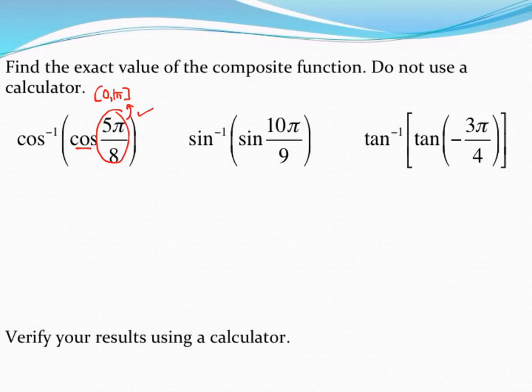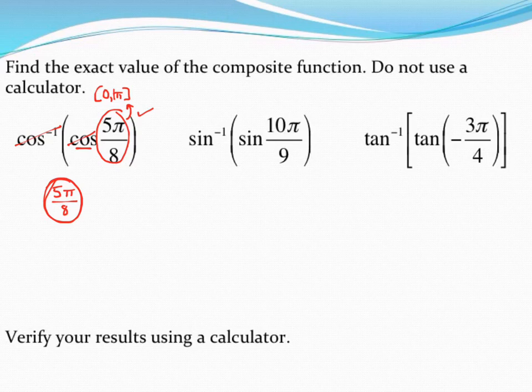When it is in the domain, these are the really easy ones. Just like before, the inverse cosine of the cosine will cancel out. And so my answer is just what my x value was. So 5 pi over 8 is the angle that we're looking for. So again, when you're in the domain, it's really easy. It's just a matter of canceling things out. It's when you're not in the domain that things get a little trickier.